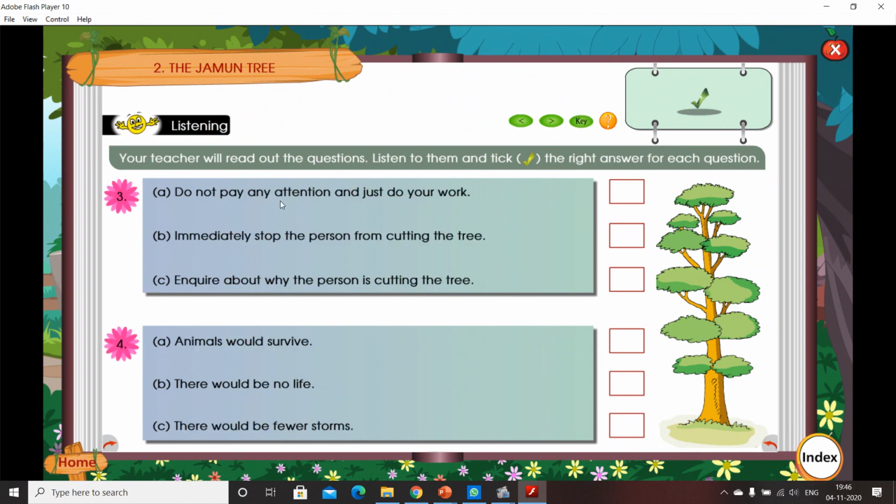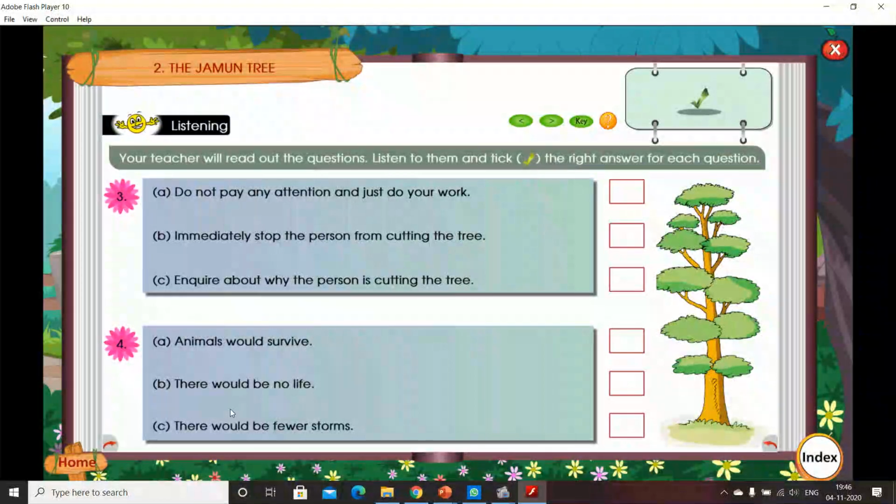Do not pay any attention and just do your work. When they are cutting trees, what will you do? Immediately stop the person from cutting the tree or inquire about why the person is cutting the tree. So what will you do? You will immediately stop the person from cutting the tree.